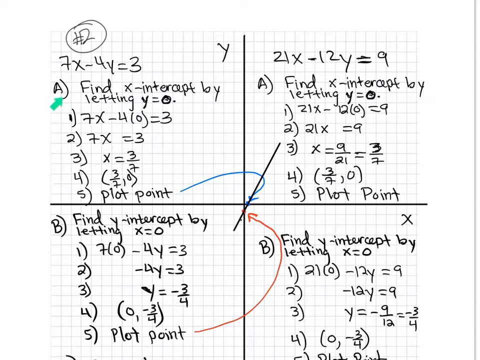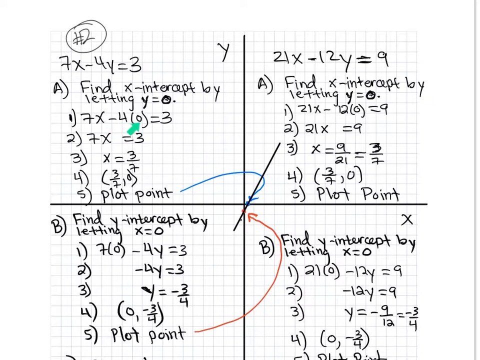So step A, I'm going to find the x-intercept first. You find the x-intercept by letting y equal 0. So in the equation 7x minus 4y equals 3, I'm going to be replacing this y with 0. So let's do that here. So we have 7x minus 4 times y, which is 0, equals 3.